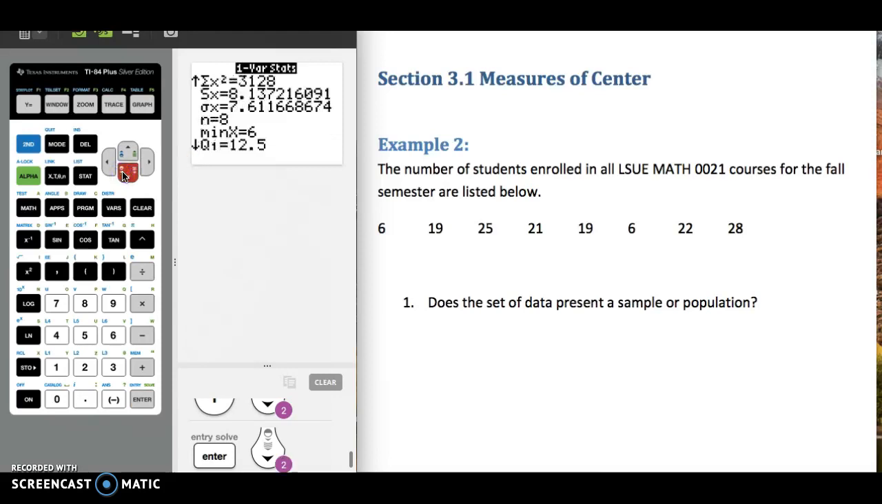There's the minimum data value. We'll talk about Q1 later on. Here's your median. We found that earlier by hand is 20. Q3 we'll talk about later as well. And then your maximum data value is 28. You can use this minimum and maximum to help you find the mid-range of the data set.